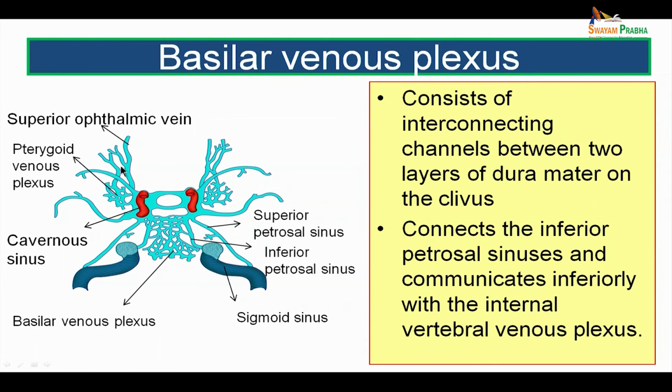This picture shows us the two cavernous sinuses on either side of the sphenoid bone, and just posterior to it on the surface of the clivus we see these interconnecting channels of veins, and that is the basilar venous plexus.